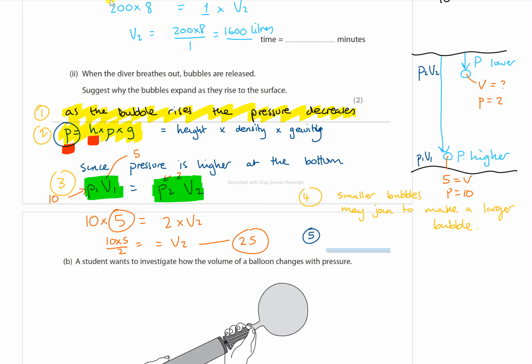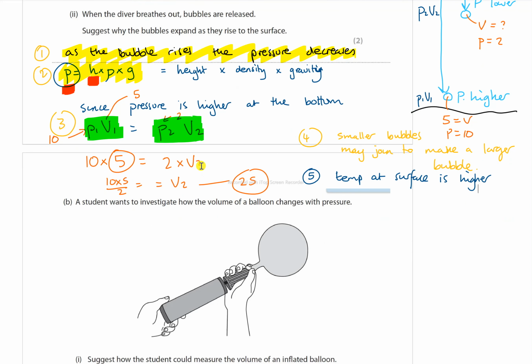And what else would there be? There's one more thing. They've also said that the temperature at the surface is higher. If you've got higher temperature, you get a larger pressure, so it'll push the bubble out. Right, that's it. Let's leave it like that. It's getting a bit long in the tooth.